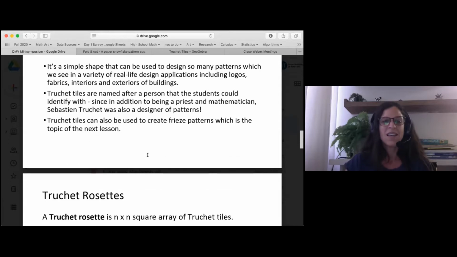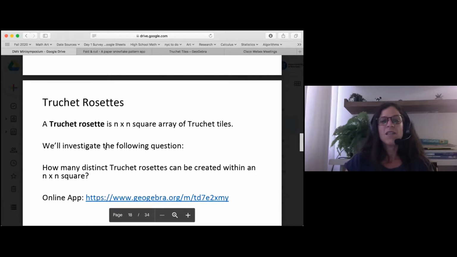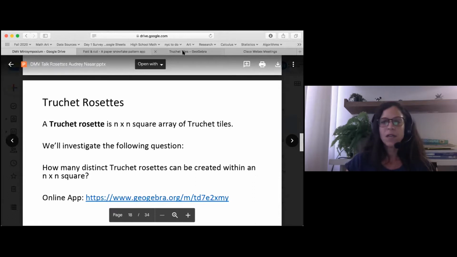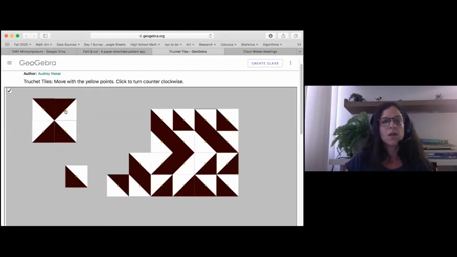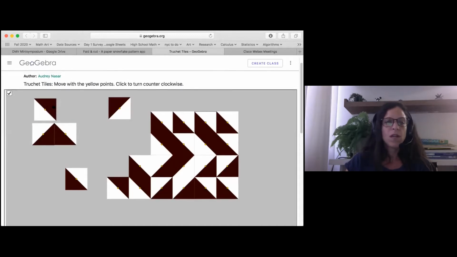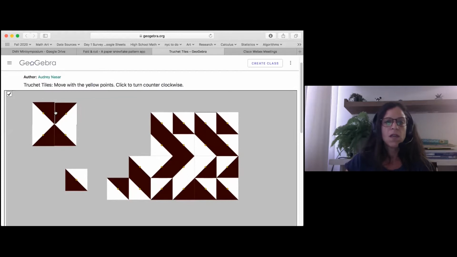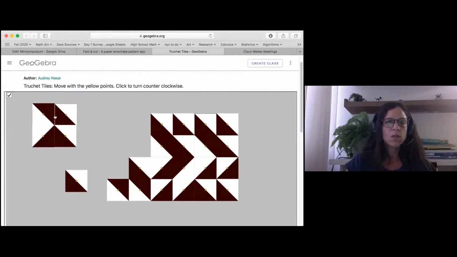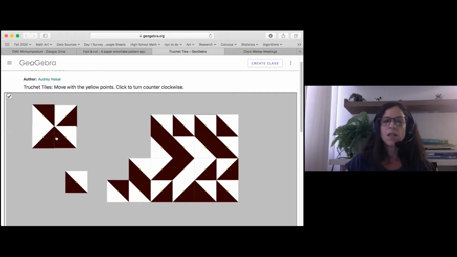Okay, so a Truchet Rosette is an n by n square array of Truchet tiles. And I have this app, which was from GeoGebra. It was a tweak on somebody else's app, and it looks like this. So here the students can move these to create, depending on what n is, a 2 by 2, for example, they would do this. And then they can switch these around by toggling.